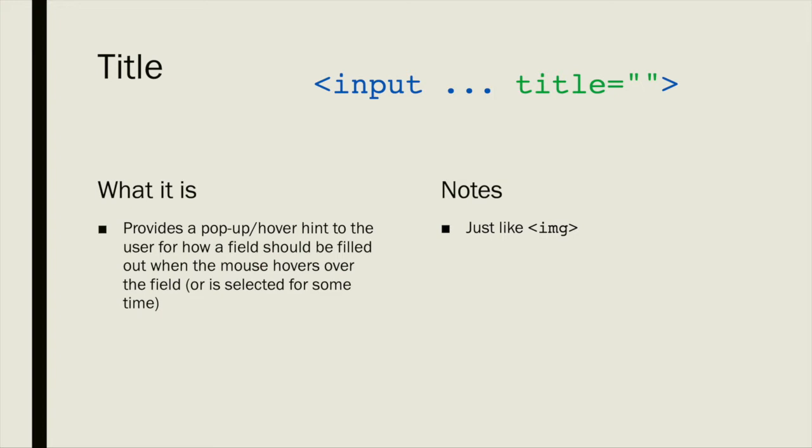Lastly is the title attribute. This is very similar to the image tag, but this does provide a pop-up or a hover hint to the user for how a field should be filled out when the mouse hovers over the field or the field is selected for some time. This is just like a placeholder attribute, but sometimes when the placeholder doesn't work, a title should work, especially with screen readers.